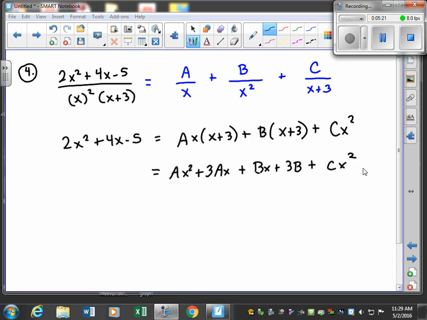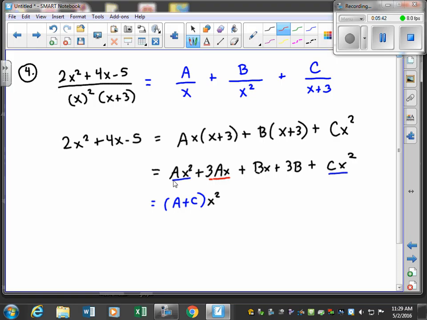The next thing we want to do is group our like terms. First of all, this is an x squared term and this is an x squared term. So if I put them right next to each other and pull out an x squared, I would have a plus c x squared, right? Okay, let's look at our x terms. This is an x term, this is an x term. So if I put them next to each other, I could pull out a 3a plus b times x. And then what's just left by itself? 3b, right? So just rearrange and reorder.